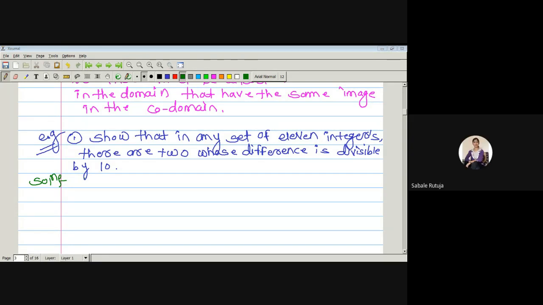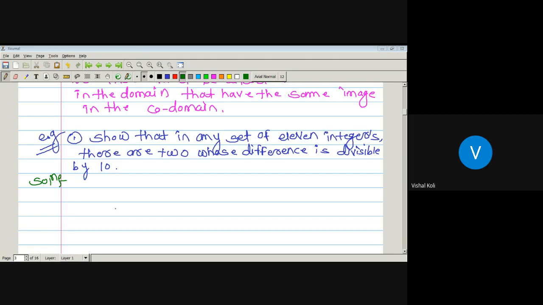Set दिलाय ना सर. As it is a set, then it is a well-defined collection of objects. Okay, म्हणजे एलिमेंट माझा कोणताही रिपीट होणार नाही. So obviously, as it is a set of 11 integers, it means these 11 integers must be distinct. Okay, so if there is a distinct collection of 11 integers, then we have to show that there are at least two elements in that set having differences divisible by 10.